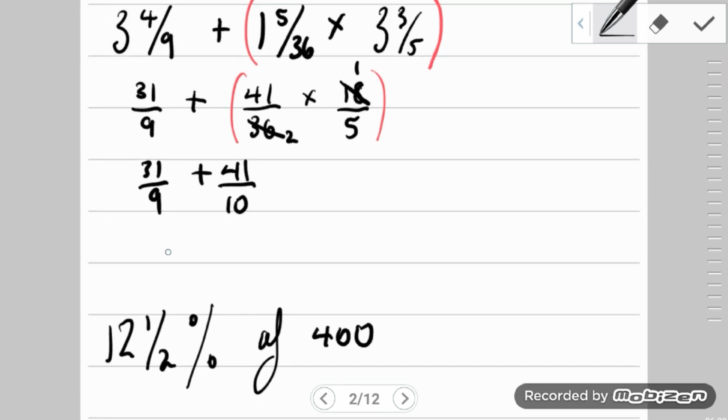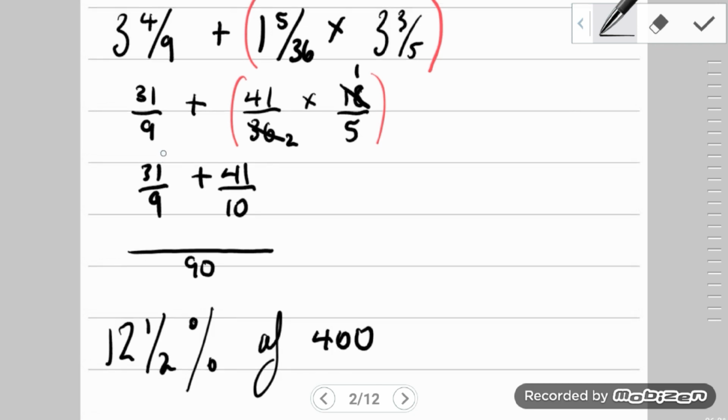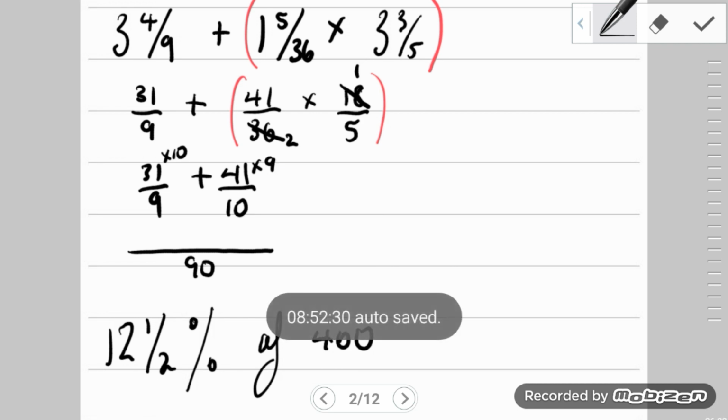Because we're adding, we're going to be required to find what is known as the lowest common multiple. So the lowest common multiple in this case here is going to be 90. And then we proceed. 9 divides into 90, or 90 divided by 9 gives us 10. We'd multiply the numerator by 10. And 10 divides into 90 goes 9 times. We'll multiply the top here by 9.